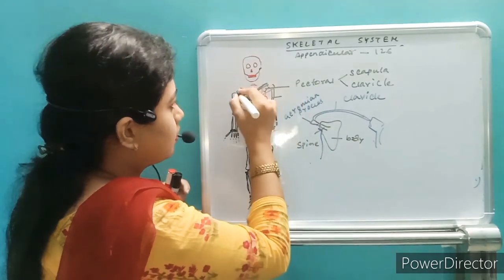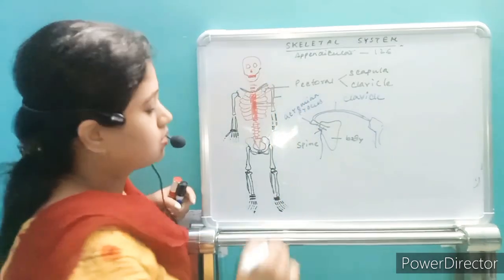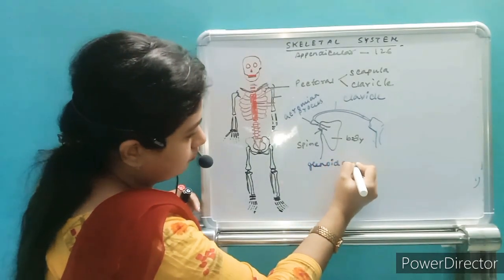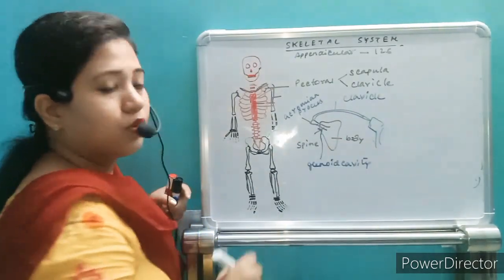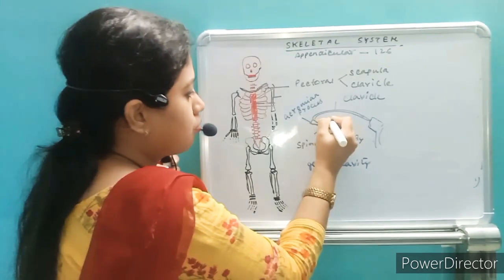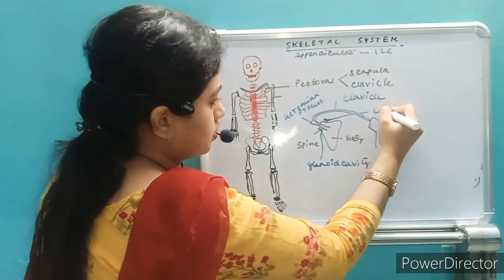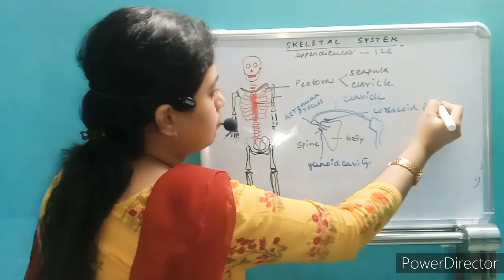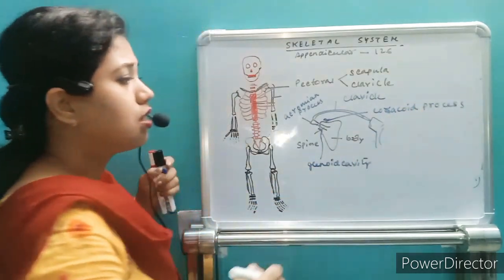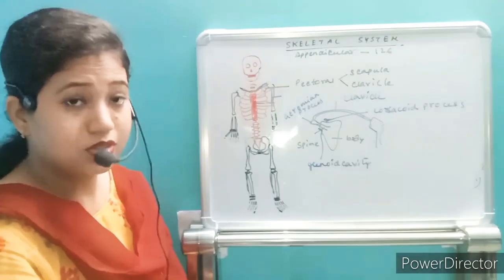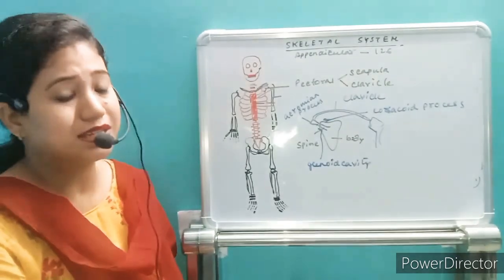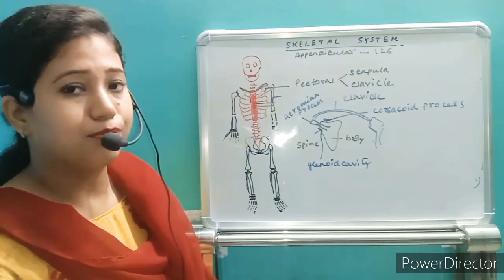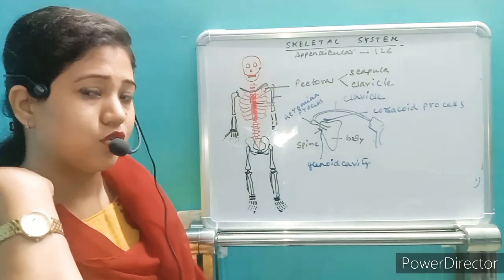So what is this cavity? What is this cavity called? This is called the glenoid cavity. And here we have another process called the coracoid process. This coracoid process is there for the attachment of the different tendons so that the muscles can attach. So this is about the scapula on the back, that is on the dorsal side.